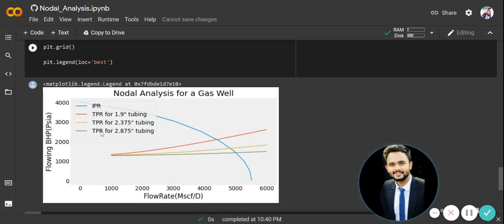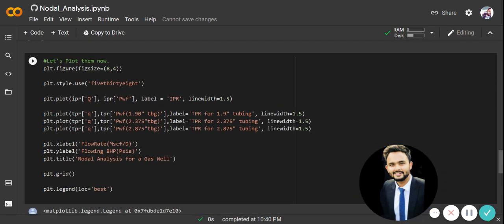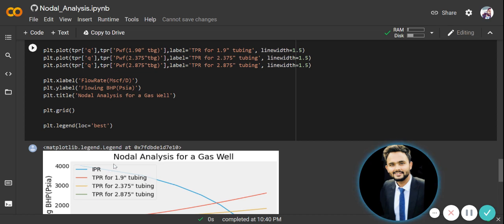And you can see the TPR for 2.875 inch intersects towards the rightmost point. That's the concept we had just thought about, and now we have applied it in Python and finalized our conclusion. Okay, so that concludes the project, but let's understand how we plotted every curve and what we are looking at.